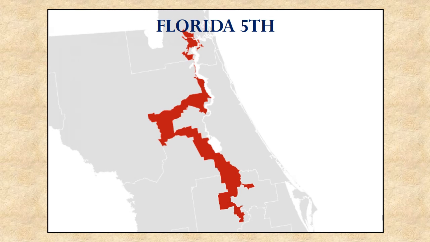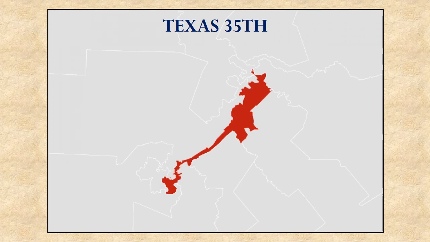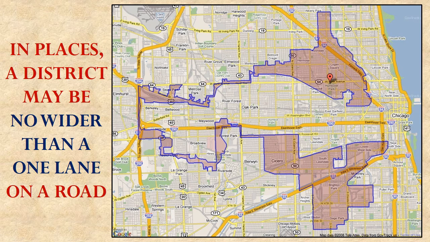Here's another example in the state of Florida. And another in the state of Pennsylvania. And finally, one from the state of Texas. You can see how bizarrely they draw these boundaries, either through packing or cracking. In some cases, the boundaries drawn by the state legislatures, as you can see on this more detailed map, will be as thin as a single lane on a road in order to connect all the pieces together as they run from one neighborhood to another, perhaps packing people of the same political party in together.